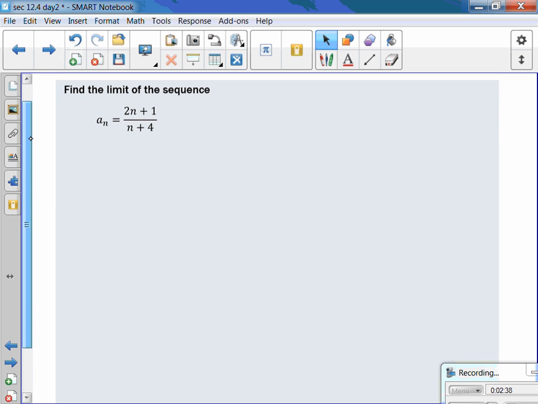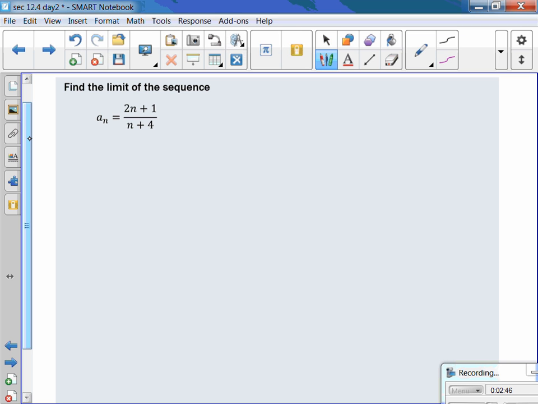So in this case, we want to find the limit of the sequence a sub n, which equals 2n plus 1 over n plus 4. So again, we're looking for, how am I going to find this? Stare at it until divine inspiration takes over and I have the answer in my head?